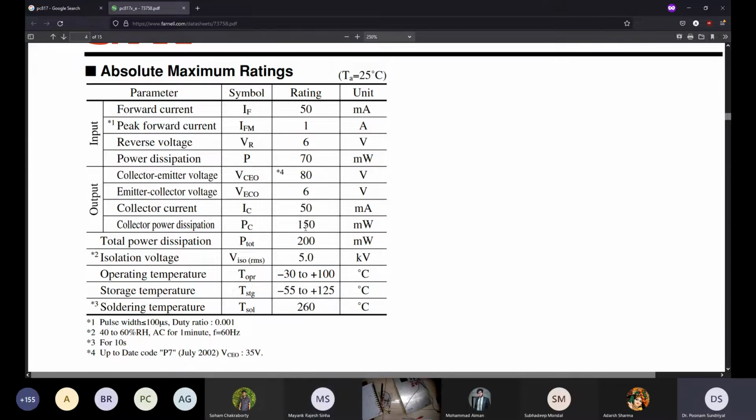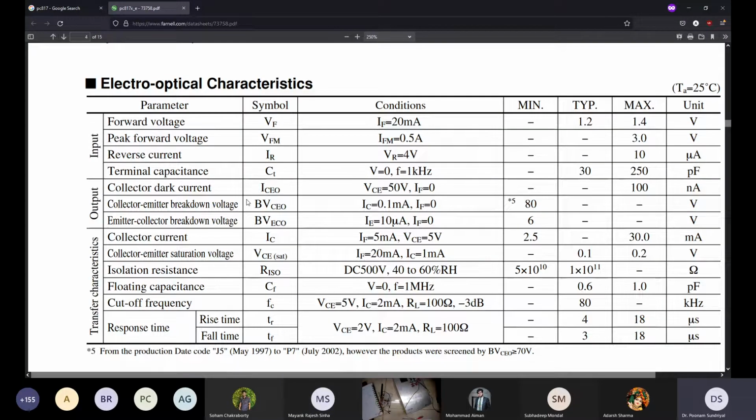Okay, so where was it? The reverse current is what happens when you apply a reverse voltage to the diode. That is, you operate the diode in a reverse bias condition, and you would imagine that there should be no current going through the diode to the primary, but actually there is a leakage current of 10 microampere.